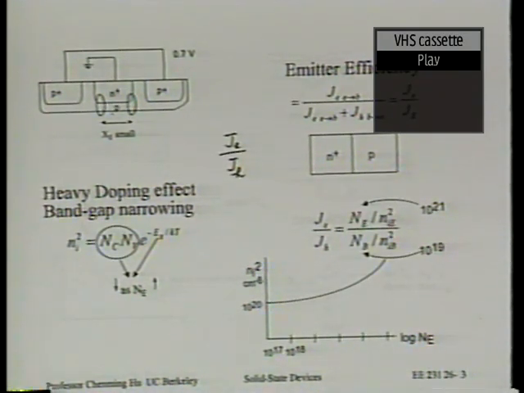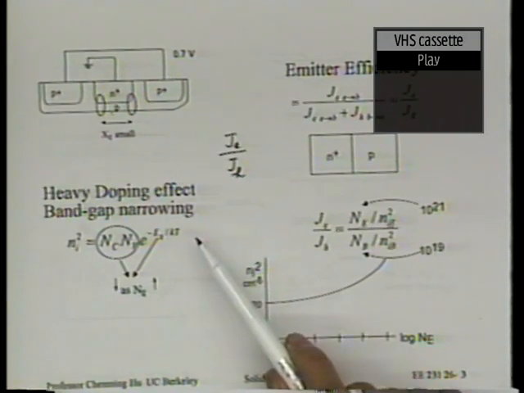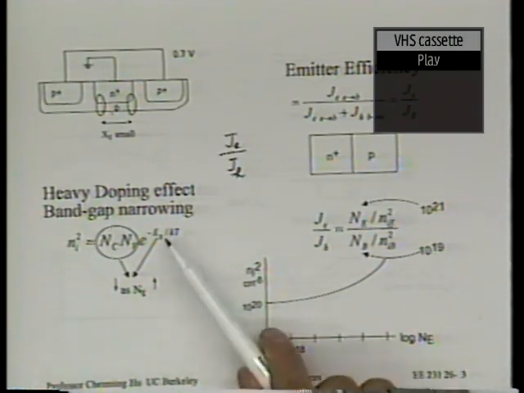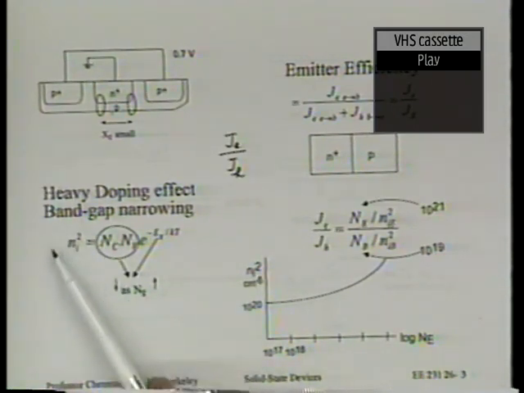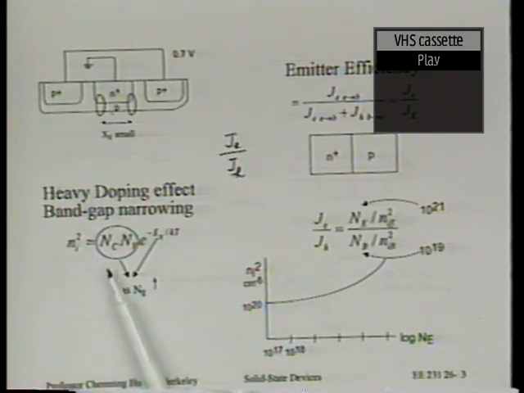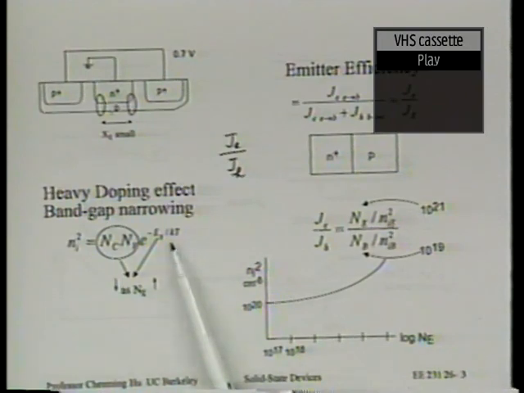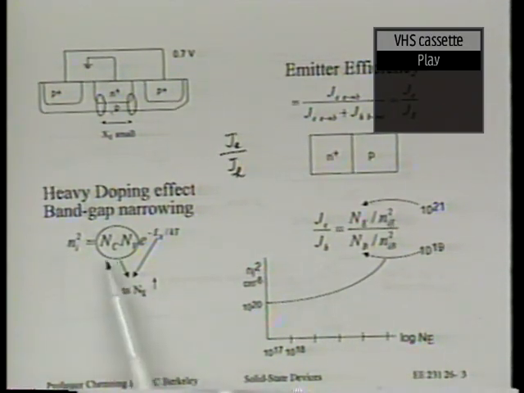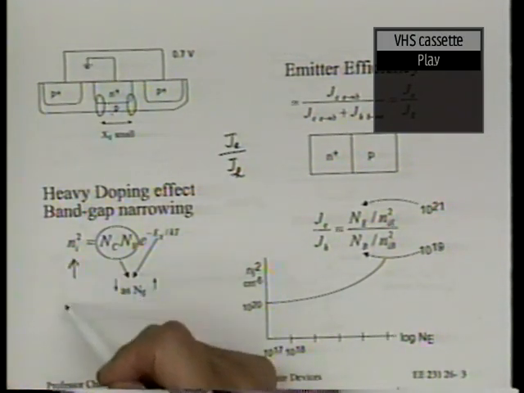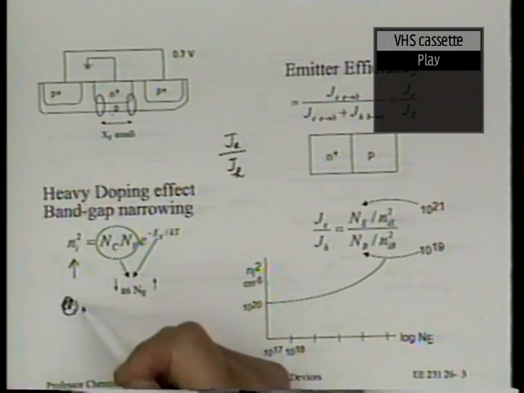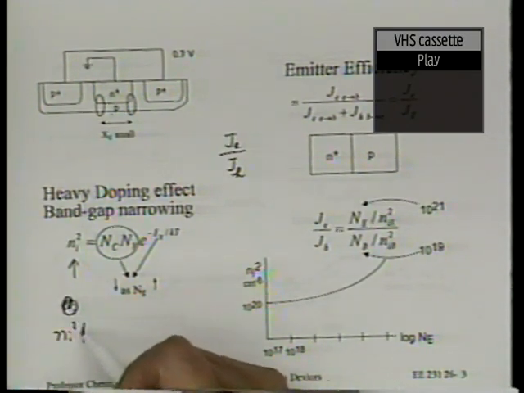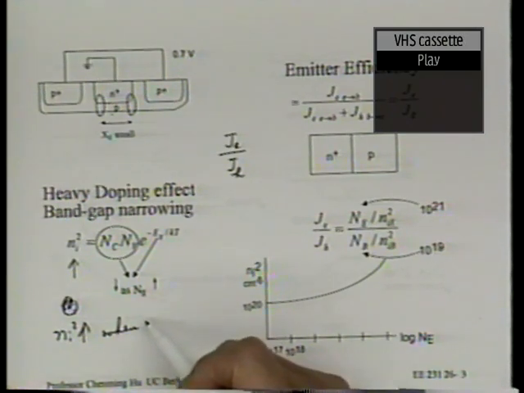Now, unfortunately, when you dope a semiconductor so heavily, it's known that the band gap narrows. Because the band gap narrows, the intrinsic carrier concentration changes, because the intrinsic carrier concentration squared, ni squared, is equal to NC times NV times exponential of minus EG over kT. You may remember that. These two quantities actually also change, but we just lump all the effect into EG. Basically, what that means is that when the doping concentration is large, ni increases. This lowercase ni increases when the doping concentration is large.